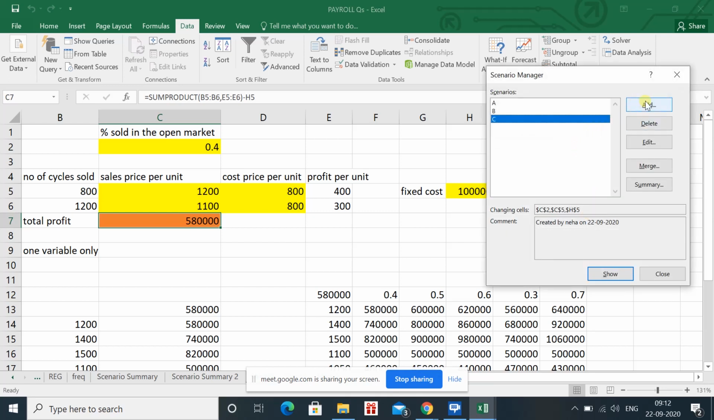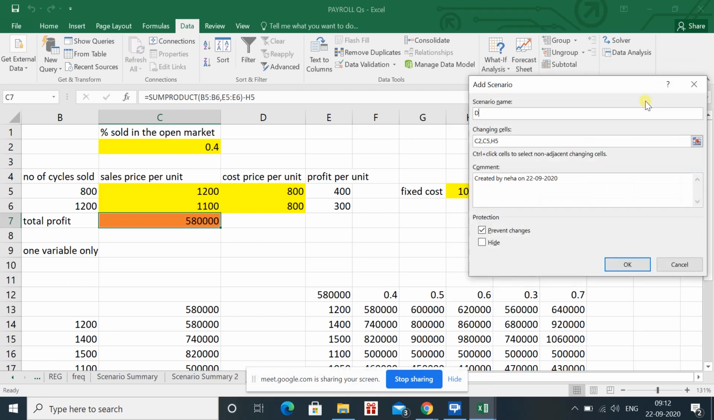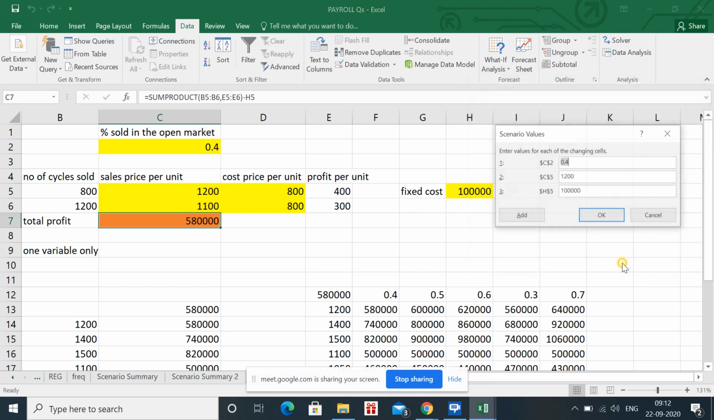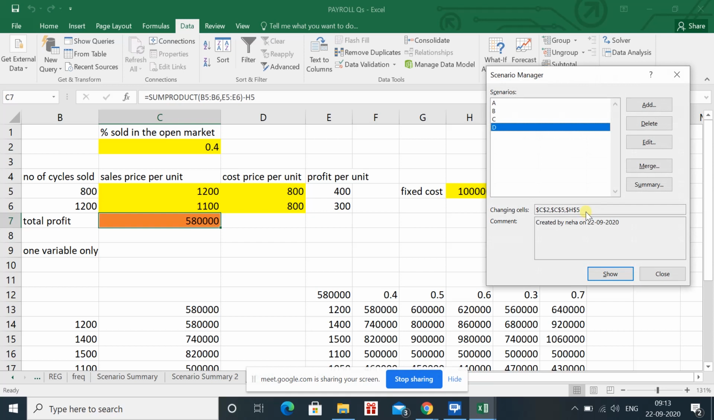Now to create the next scenario, and this is the last scenario which we are creating, write the name of the scenario, then press OK. Now write the values. So in the last scenario, I'm saying I want to sell my 100% output in the open market, as I can see that in the open market I'm getting more profits. So these are the values which I'm keeping. Now these are the scenarios which we have created.